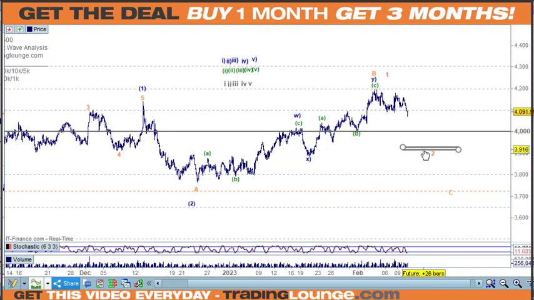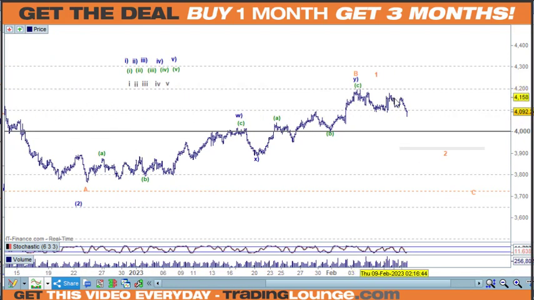Now we haven't really come down here yet, but I can see from this top here we've got at least wave 1, 2, 3, 4, 5. So we could come down a little bit further in this.